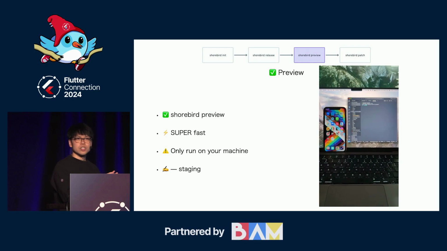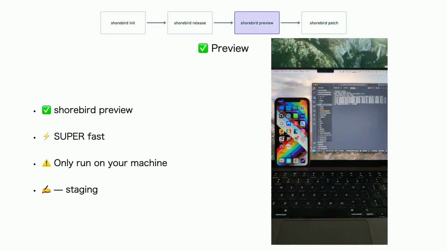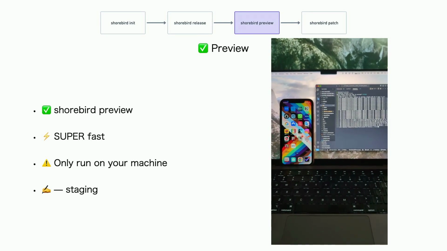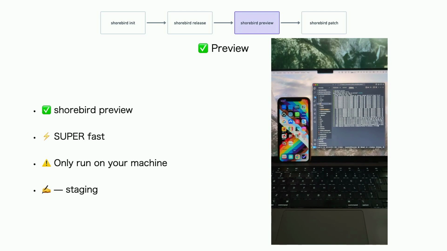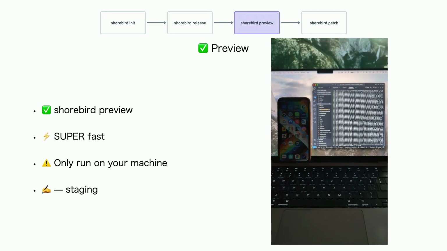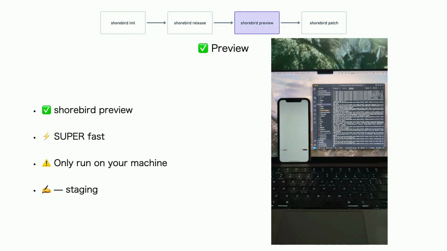To check the build, you can use the shorebird preview command. The advantage of using this command is that it is super fast. As you see, after running shorebird preview, you can choose which build to preview on your phone. Then the CLI downloads the artifact from the Shorebird server and installs it to your phone. And since the CLI only downloads and installs, not builds, if your internet speed is fast enough, the preview is fast. But you can use shorebird preview only on your machine.